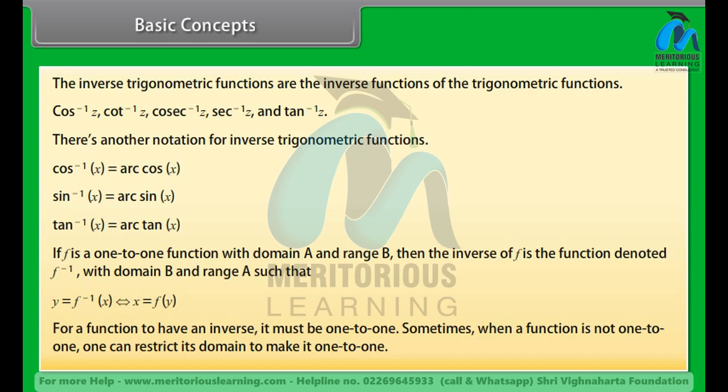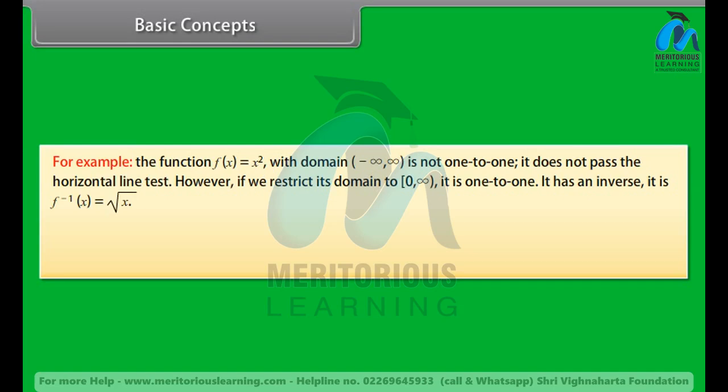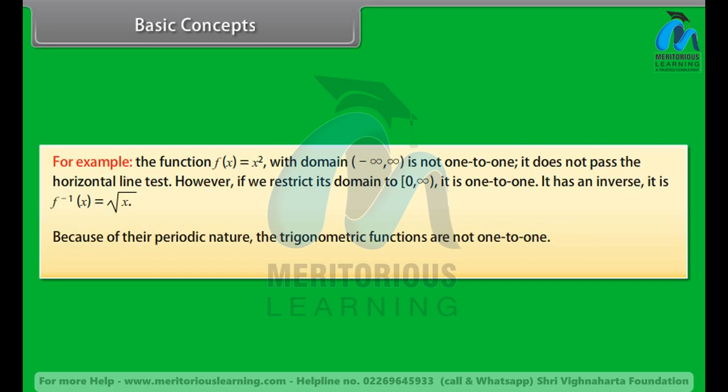Sometimes, when a function is not one-to-one, one can restrict its domain to make it one-to-one. For example, the function f of x is equal to x squared with domain minus infinity to infinity is not one-to-one. It does not pass the horizontal line test. However, if we restrict its domain to 0 to infinity, it is one-to-one. It has an inverse. It is f inverse of x equal to square root of x. Because of their periodic nature, the trigonometric functions are not one-to-one.